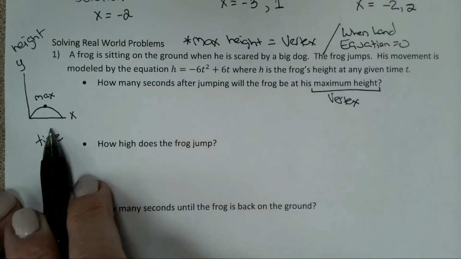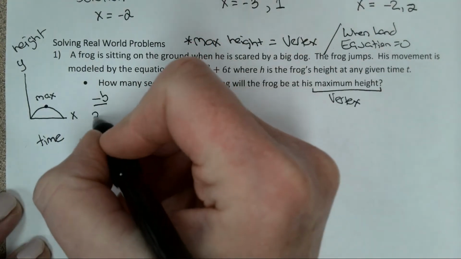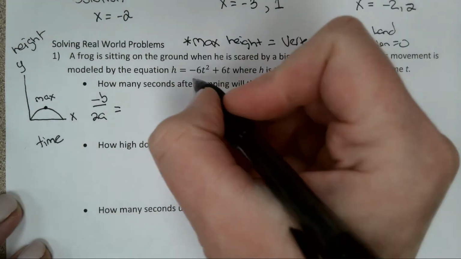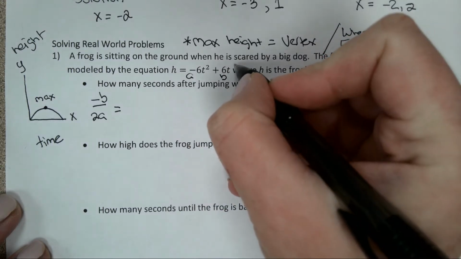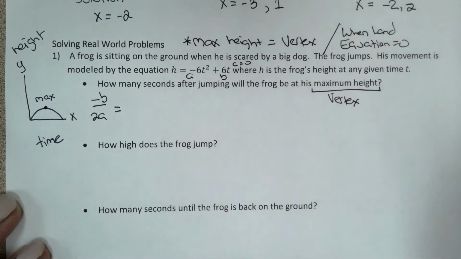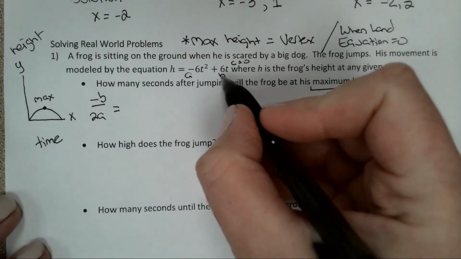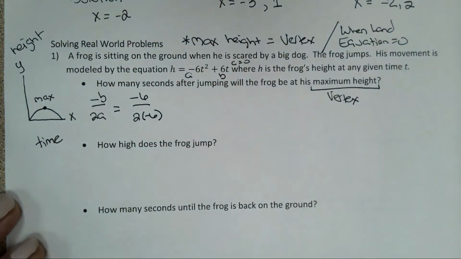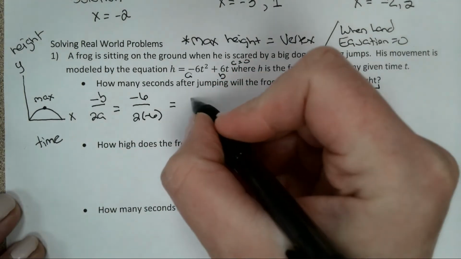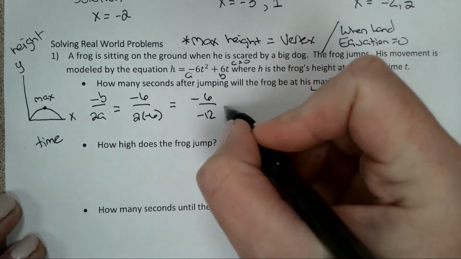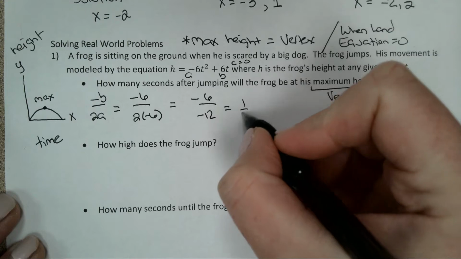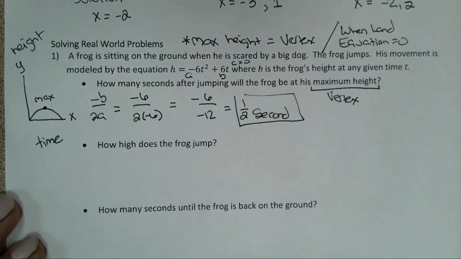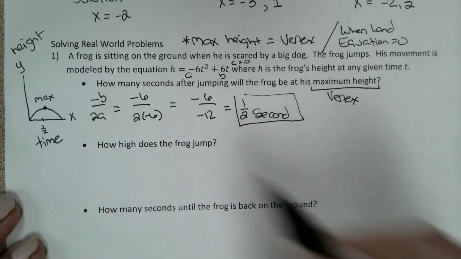So we have to find the time first, and so that's the opposite of b over 2a formula. So here's my b. So a is -6, b is 6, and then you would add in c equals 0. So the opposite of 6 is -6 over 2 times -6. So I have -6 divided by -12, which reduces to a half a second. So in 1/2 of a second, that frog was at its maximum height.